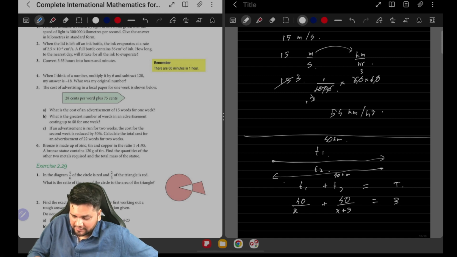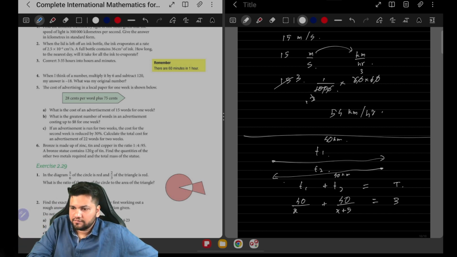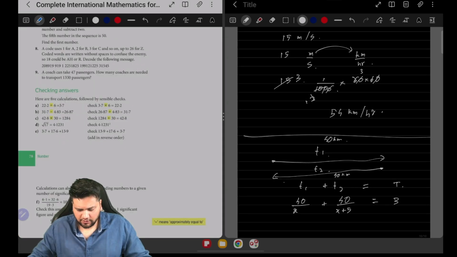I hope you got it. Like time 1 took 40 minutes. For this time 1, the distance was 40 kilometers. For the time 2, the distance was 40 kilometers again, but during time 1, the speed was x, and time 2, x plus 5.